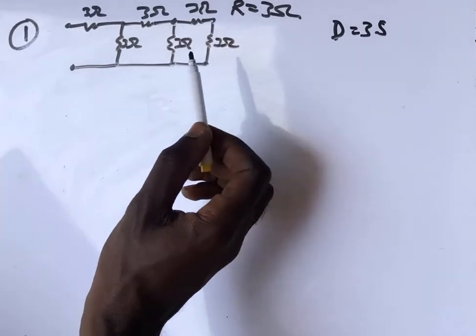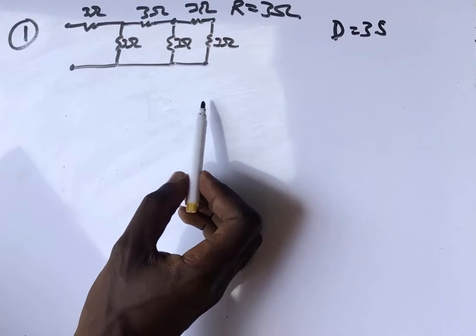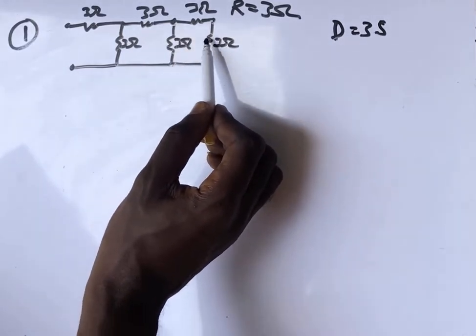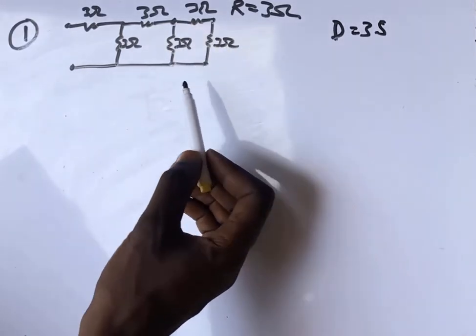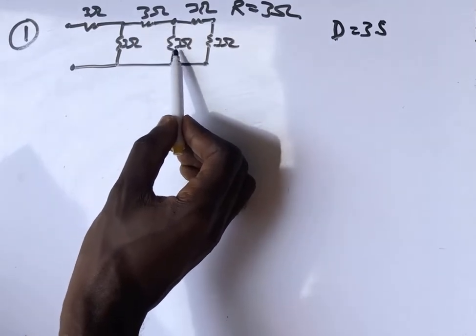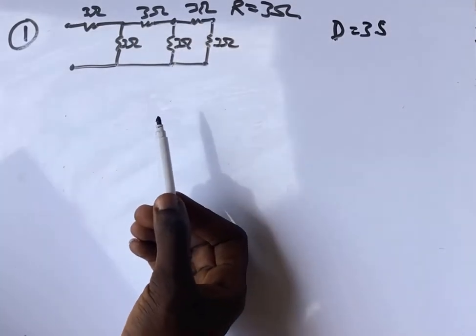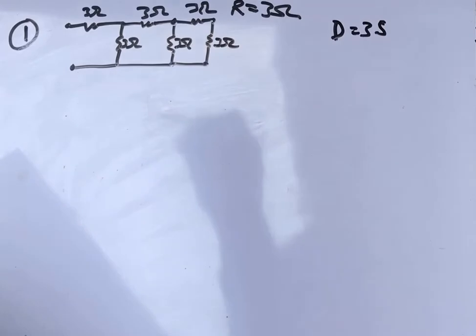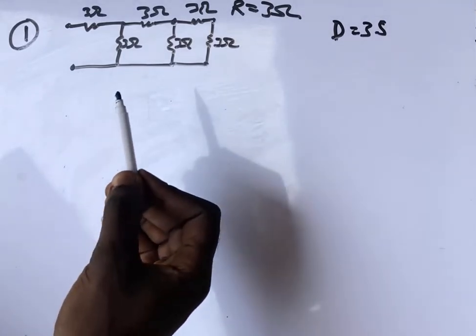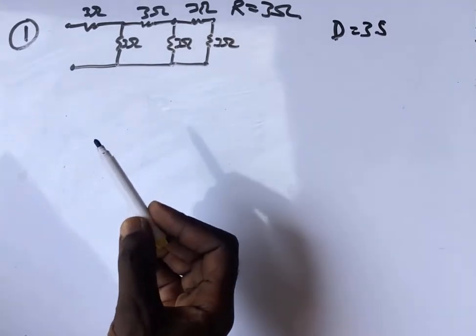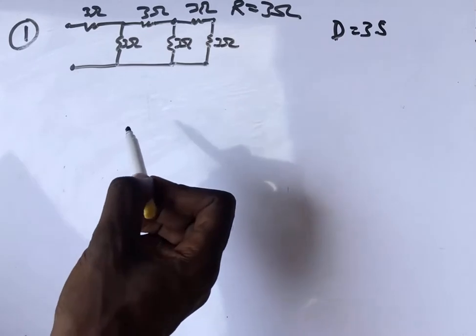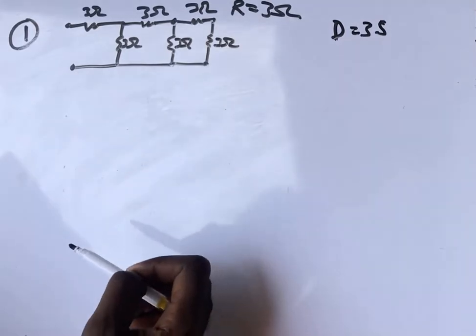Listen to this part very carefully: it's either we convert this delta into a star, or we convert this star into a delta. Once you go through my video on delta star transformation, you will understand what I mean by this. In case you haven't watched that, kindly do before you go through this.